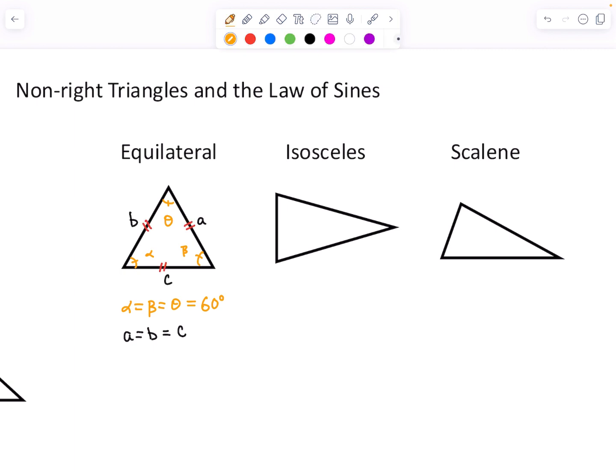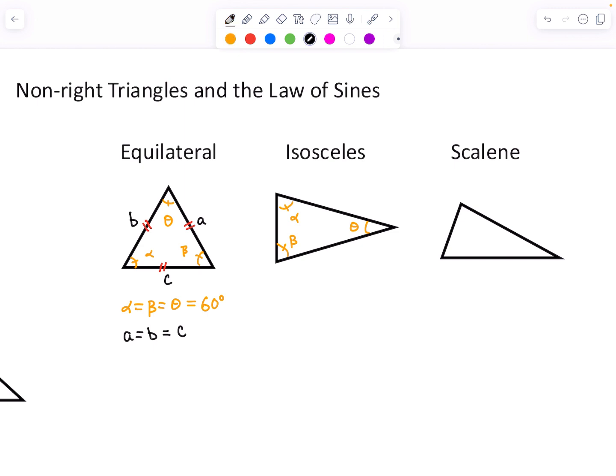Now, for an isosceles triangle, two of the interior angles, we'll call them alpha and beta, must be equal. The other angle may or may not be different. If theta is equal to alpha and beta, then we're looking at an equilateral triangle again.